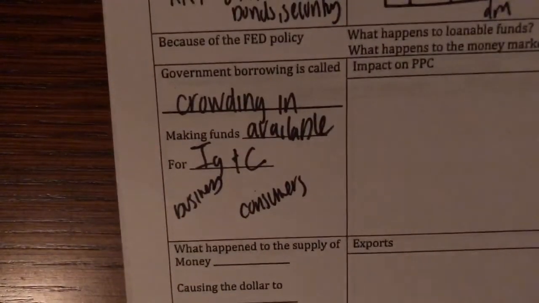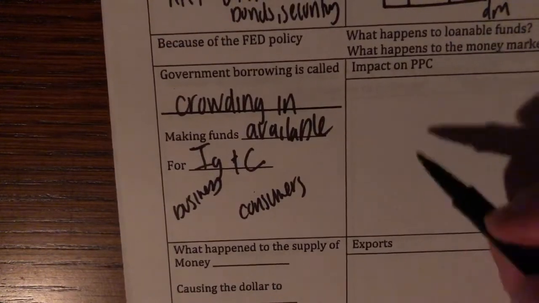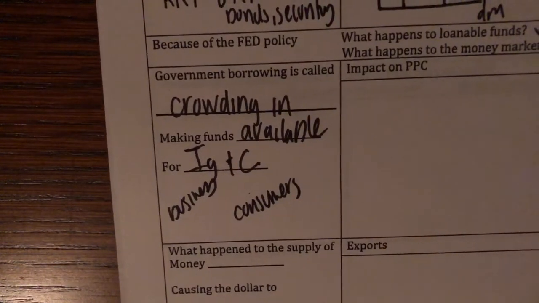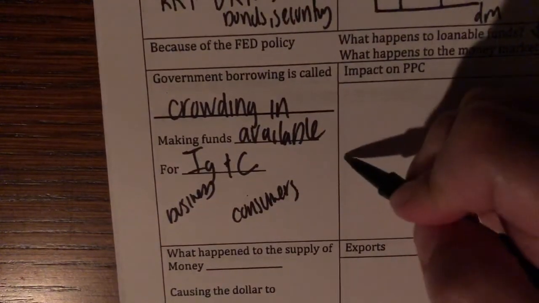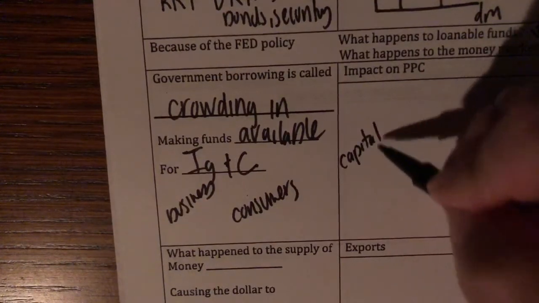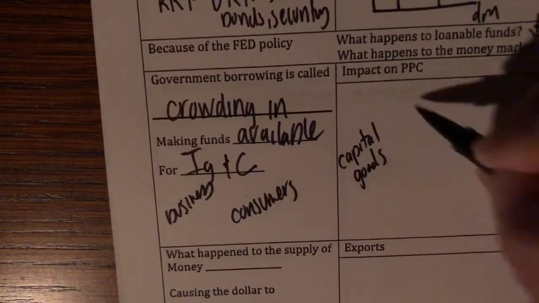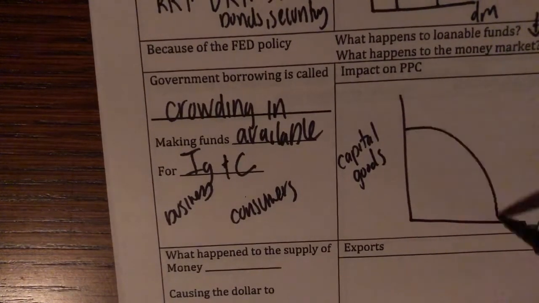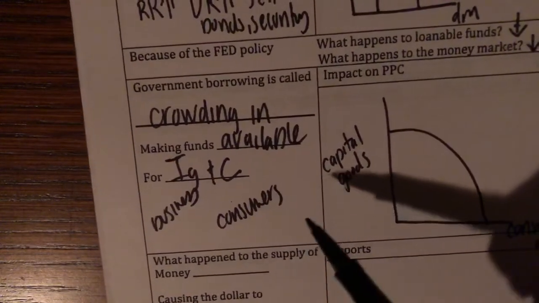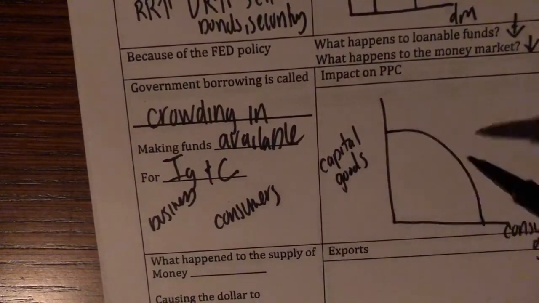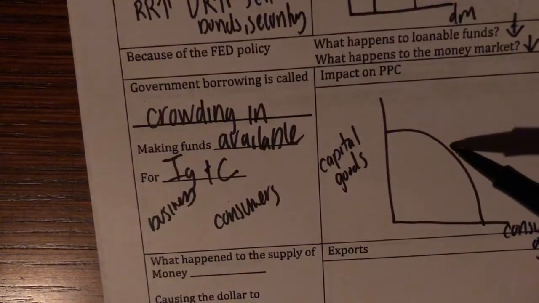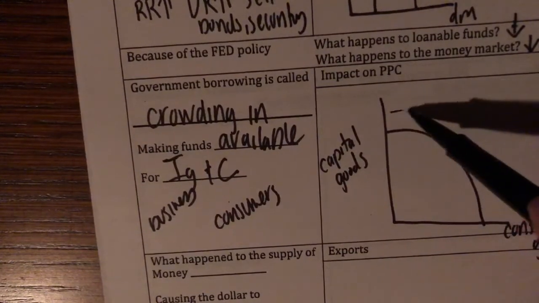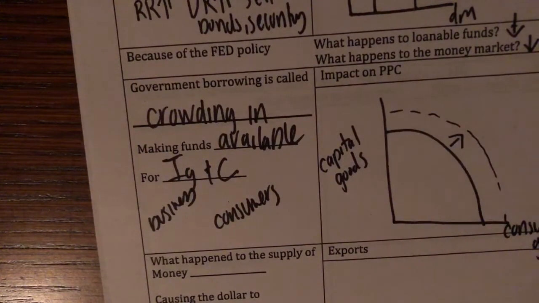No. So we're going to graph the impact on the PPC. Oh, do y'all remember that curve from a long time ago? This is where we compare two goods because we have an opportunity cost, capital goods and consumer goods. Okay, this curve looks like that. Well, now that there's more available funds for businesses to get, our curve will shift outwards, right?